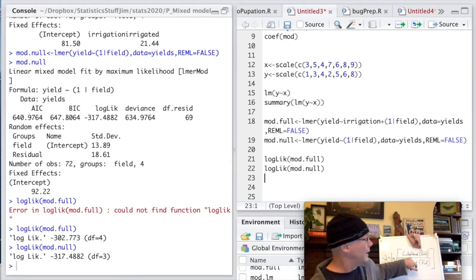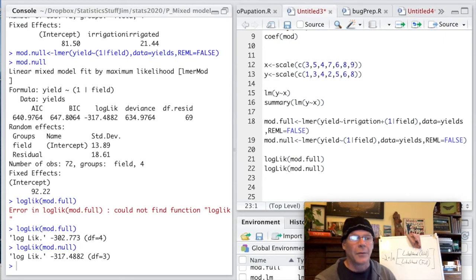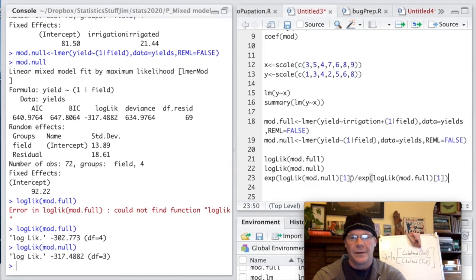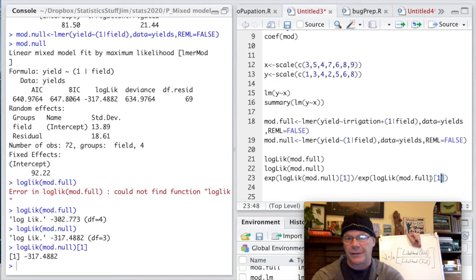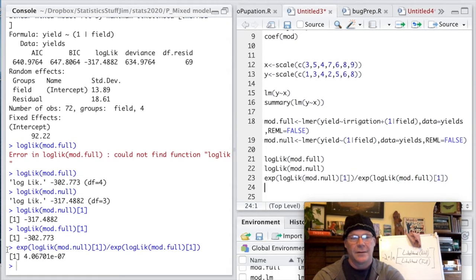Our null model is negative 317.48, and the full model is negative 302.773. So we could look at the ratio between those two, and I will do that. I will copy and paste. Here I'm putting this little bracket 1, so it's just extracting that value for the likelihood, so I don't have to deal with those degrees of freedom. So we can go ahead and do that, and that is the ratio.